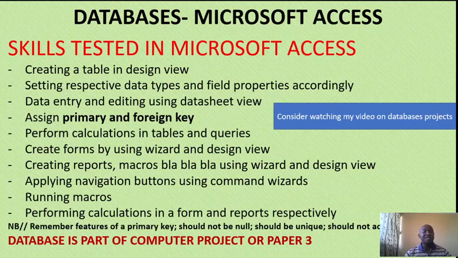Therefore, you must test if access is brought. We must test application of navigation button, next, previous, close, save button, search. Also, we can test running of macros, then performing calculations in a form and report, respectively. Then note better. Remember, features of a primary key: should not be null, should be unique, should not accept duplicates. That is very important. Then, database is part of computer project or paper 3, a very important point to note.